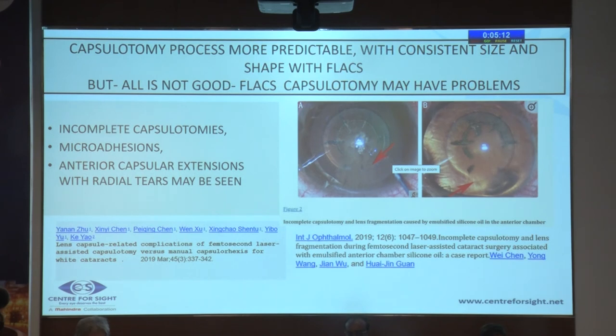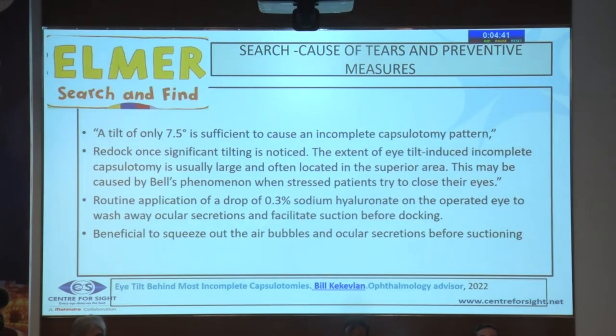So the capsulotomy process is more predictable, with consistent size and shape by means of FLACS, but all is not good. FLACS capsulotomy has its own set of problems. You can have incomplete capsulotomy, microadhesions, and you can also have lots of extensions. Now, suppose you've got especially a silicone-filled eye. One case report in the literature shows, see this one, there was an incomplete rhexis, and there was also an incomplete fragmentation. So you have to be careful about these things. Now, therefore, you search: what are the causes of tears? What kind of preventive measures can you take?